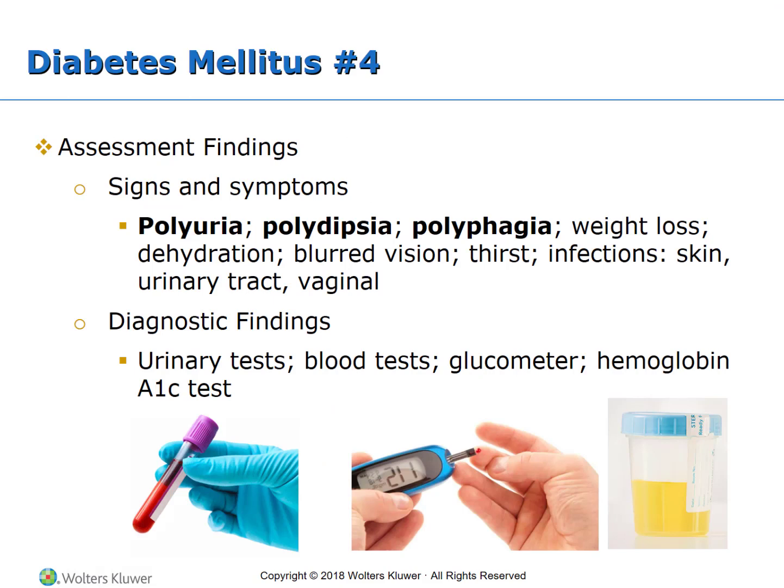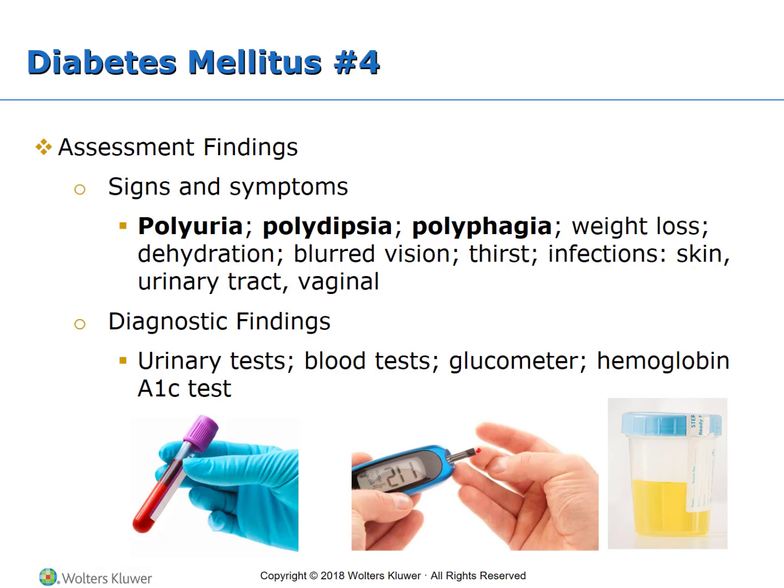Now let's look at the common signs and symptoms, and like I talked about the three polys: polydipsia, polyuria, and polyphagia. In addition to those three polys, the patient may also experience weight loss, dehydration, blurred vision, thirst, infections such as skin, urinary tract, and vaginal infection.